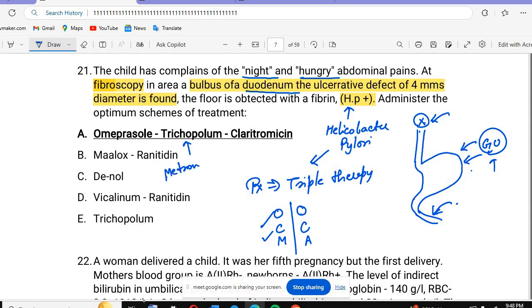Another name or brand name of the metronidazole is Tricopolo. The metronidazole is also known as the Tricopolo. And the other drugs we can give are omeprazole, clarithromycin, so remember OCM or OCA. So these are the triple therapy that we will give in patients with the Helicobacter pylori.